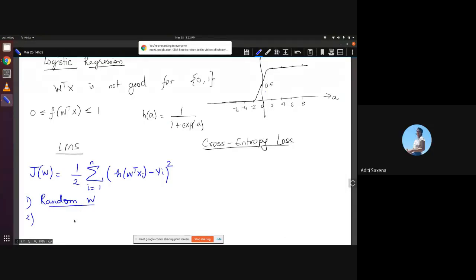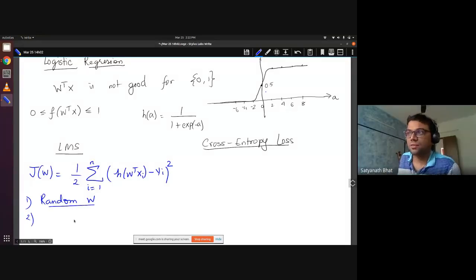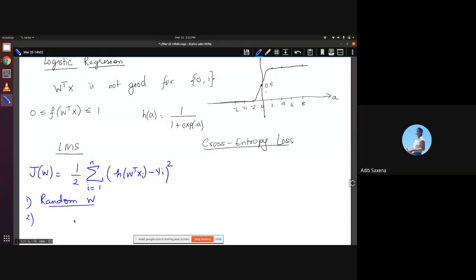Sir, I guess we can take the log. Okay, so what is the idea of taking the log? Sir, because there's an exponent there. Okay.